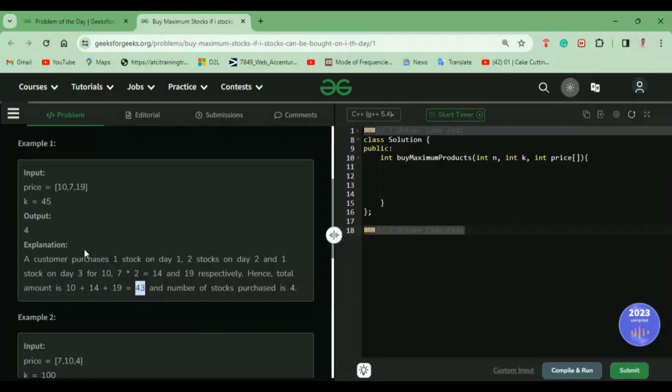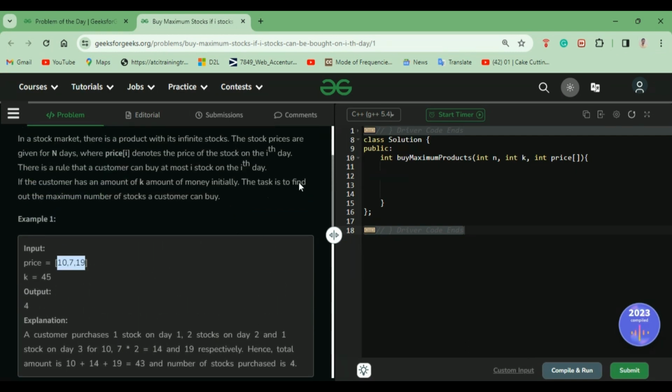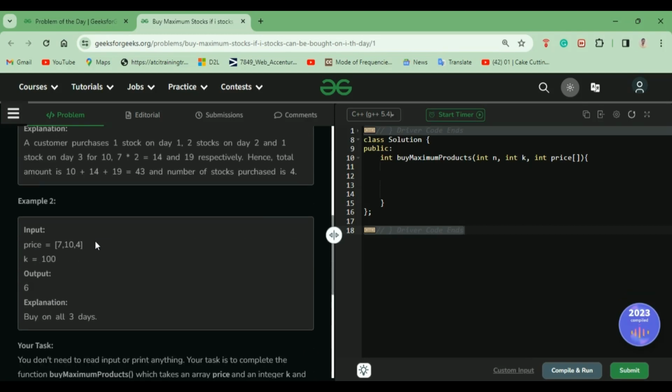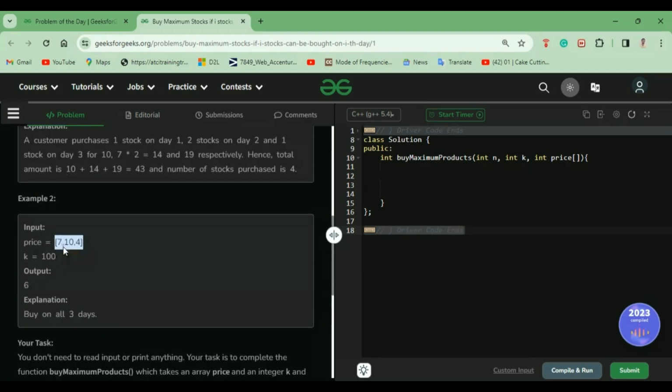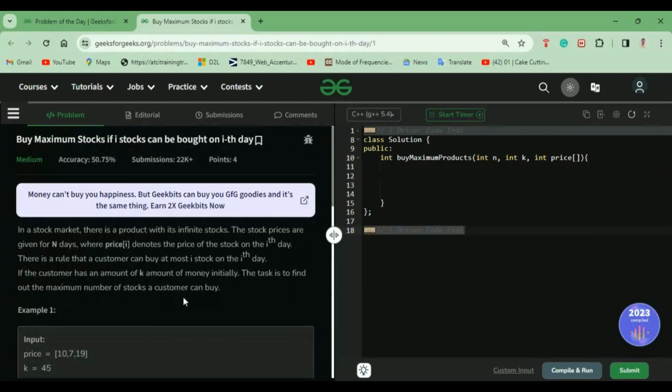Anyway we are left with two, but that is not going to be useful because the prices start from 7. So the total number of stocks we can purchase is 4. Our task is to find the maximum number of stocks. Similarly, you can read this example as well.